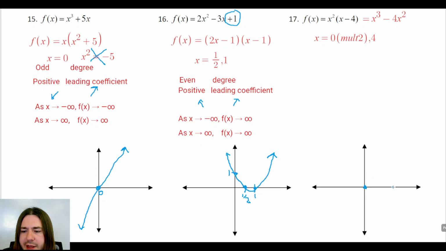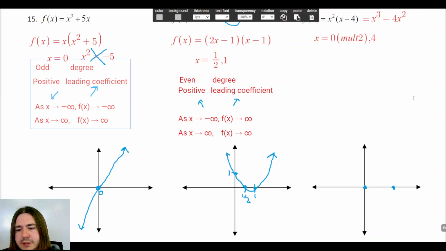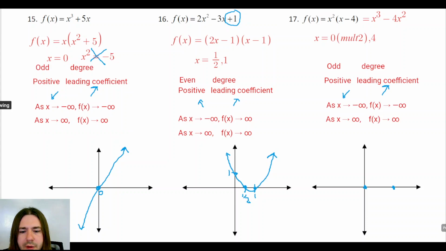Now the leading term here has an odd degree and a positive leading coefficient. So this is going to be like number 15, where it's going to go down to the left and up to the right. So our graph should do something like this. These sketches should be pretty rough. Don't worry about it being super accurate here. We're just trying to get a sketch of the graph down, just to get an idea of what it should look like. So we're going to go up. We're going to bounce off the x-axis at 0 because we've got a multiplicity 2 on that one. Then we'll pass through the 4 and go up like that.